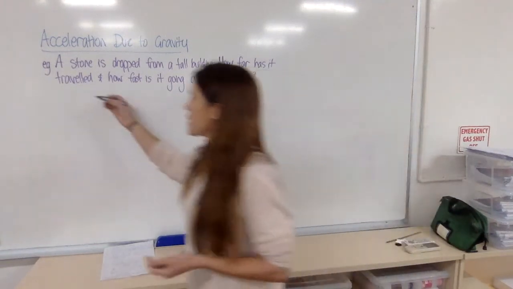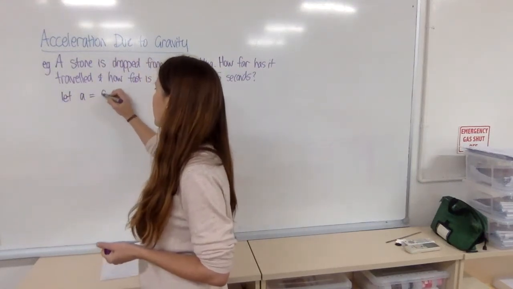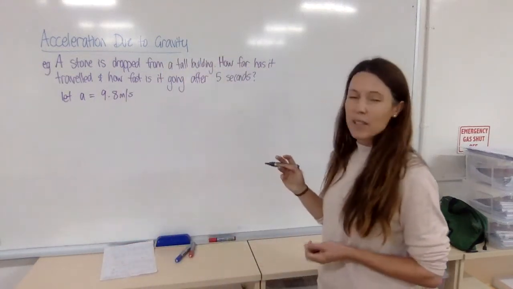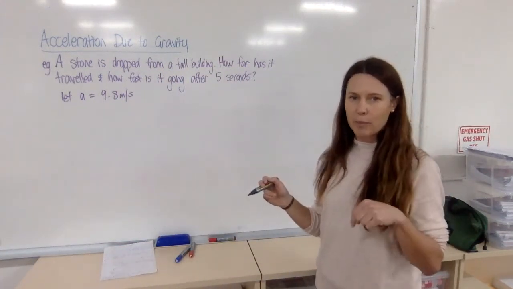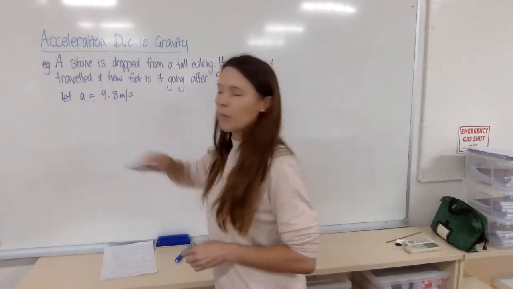So how do I set that up? Well, let's just let acceleration be 9.8 meters per second squared. Okay, so that means it's a positive acceleration, but in a downwards direction. I know from the context of the question that I'm going down, and I'm not going to bother building that in.